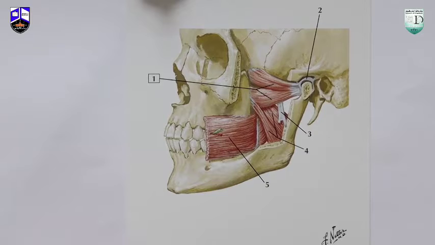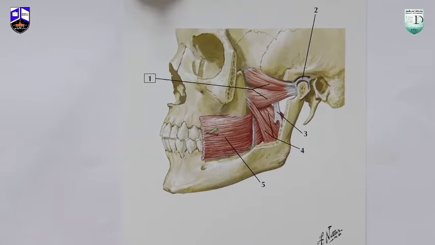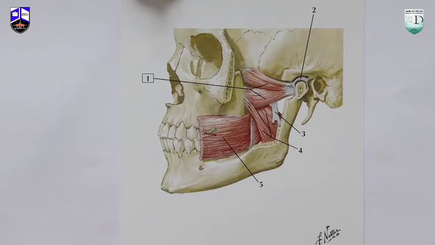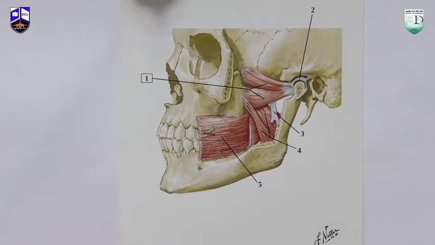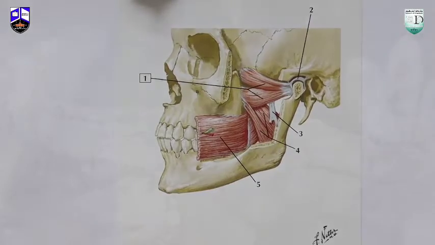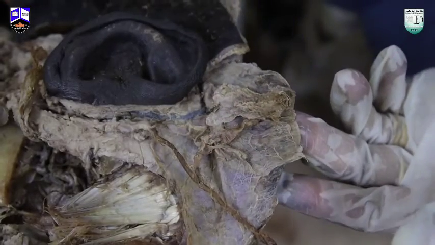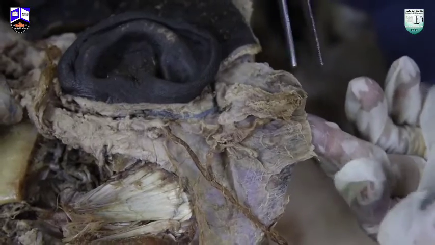These are the four muscles of mastication: the temporalis, the masseter, the medial, and the lateral pterygoids. Now we're going to move to see them on the specimen. Here is a quick look at the muscles of mastication.